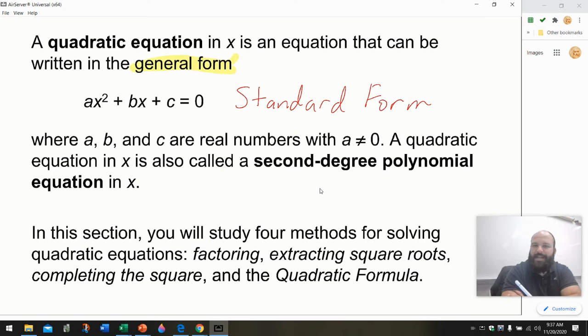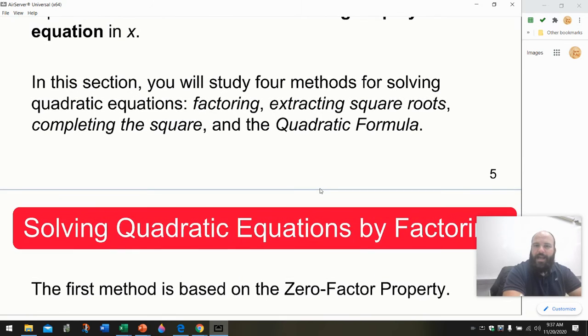So this is considered a second degree polynomial equation, and the reason it's second degree is because it's got an x squared. We're going to actually learn four methods for solving these equations. We're going to learn about factoring, which you probably did a little bit last year. We're going to learn about extracting square roots, which is pretty simple. I'm going to show you those two today.